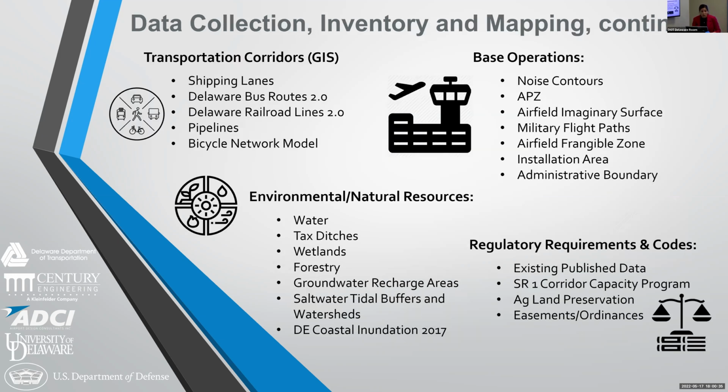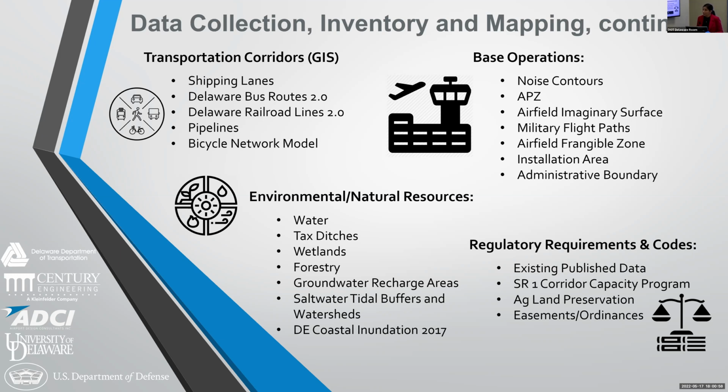We have information on all the transportation corridors. So we looked at shipping, busing, rail, pipelines, bicycle networks, as well as information on the base operation itself. Where are their security zones, their safe zones, their accident zones, and then the environmental and natural resources. Where is their flooding? Where are their wetlands? Where are their areas that are sensitive?